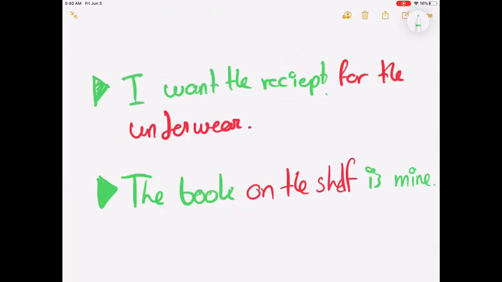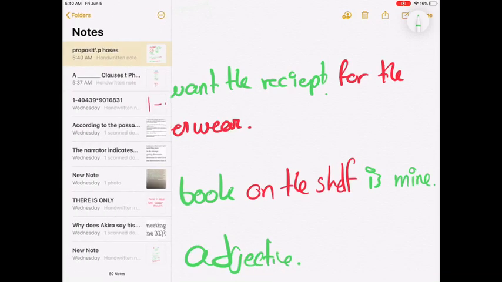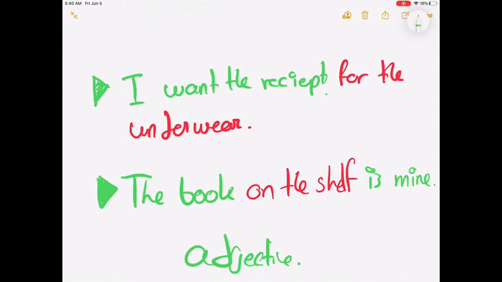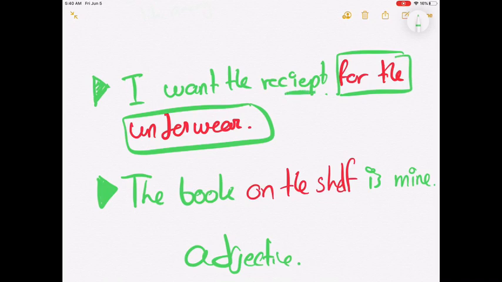So let's look at these prepositional phrases, for example. As you can see, first of all, we can see why they're called adjective phrases. So I want the receipt for the underwear. For the underwear describes which receipt I want. Which receipt? Do I want the receipt for the food? Do I want the receipt for my drinks? No, I want the receipt for the underwear.